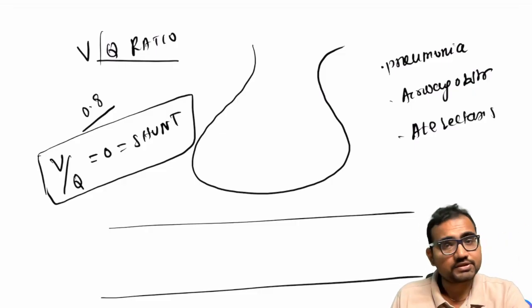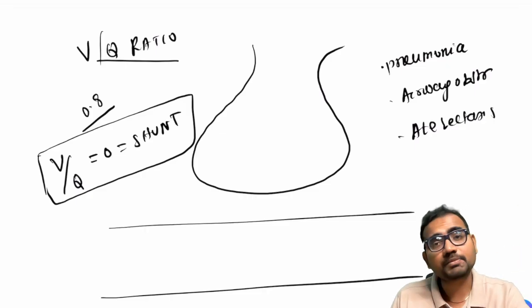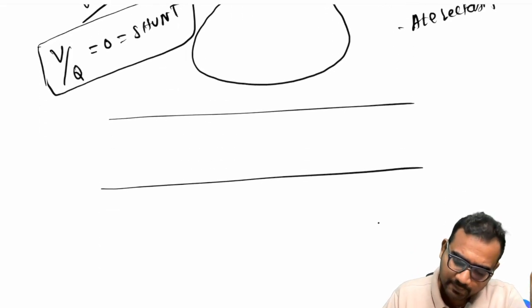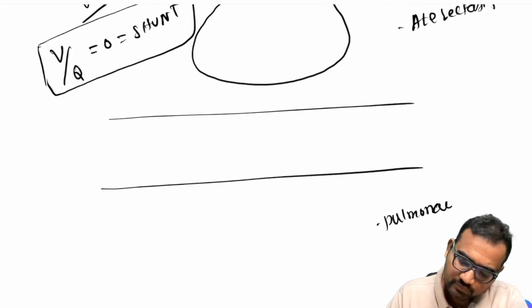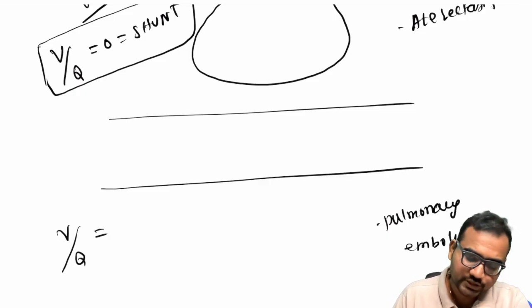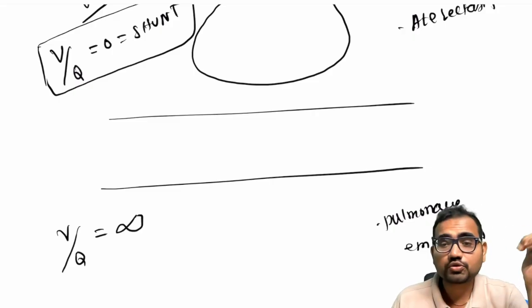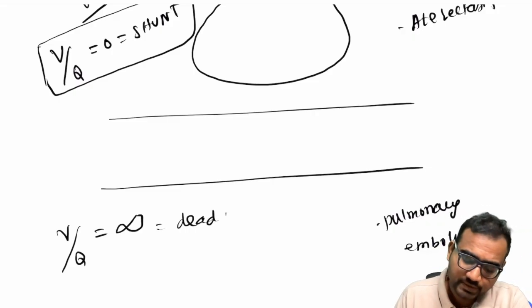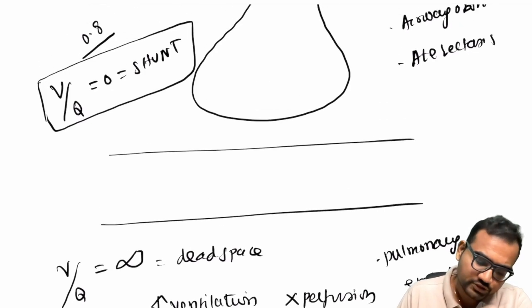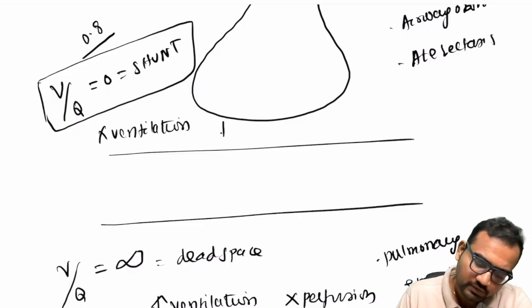So what happens? There is no ventilation, there is no gas, only the perfusion is there, the blood flow is there. Okay, in some situations like pulmonary embolism, the ventilation perfusion ratio will be infinity. So in these situations, there will be only dead space, which means there is more amount of ventilation and no perfusion. So in this situation, ventilation is present, no perfusion.